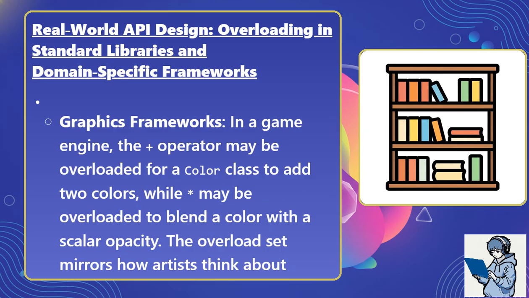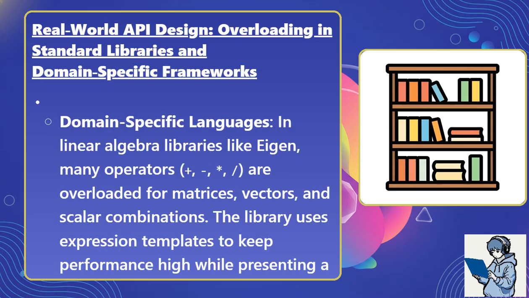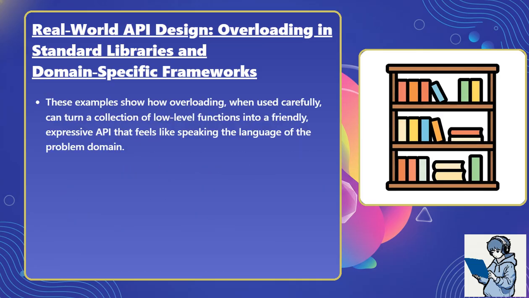Graphics frameworks. In a game engine, the plus operator may be overloaded for a color class to add two colors, while the star operator may be overloaded to blend a color with a scalar opacity. The overload set mirrors how artists think about mixing paints. Domain-specific languages. In linear algebra libraries like Eigen, many operators, plus, minus, star, slash, are overloaded for matrices, vectors, and scalar combinations. The library uses expression templates to keep performance high while presenting a natural mathematical syntax. These examples show how overloading, when used carefully, can turn a collection of low-level functions into a friendly, expressive API that feels like speaking the language of the problem domain.